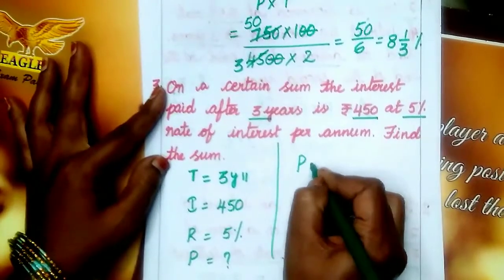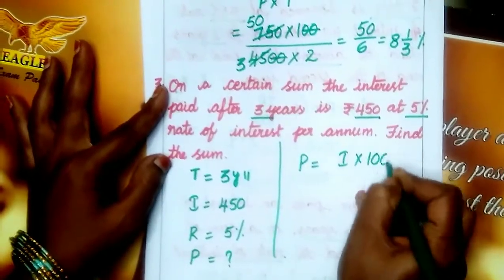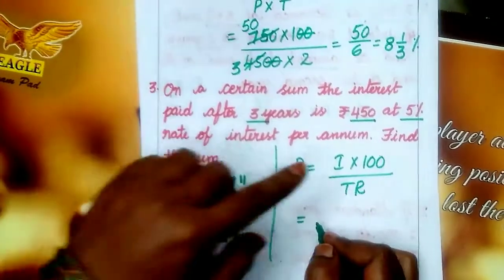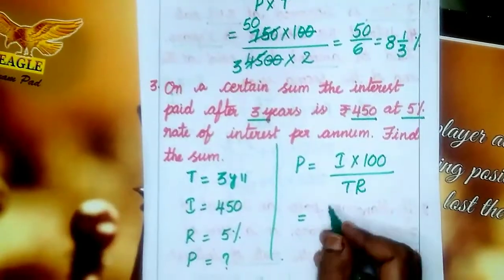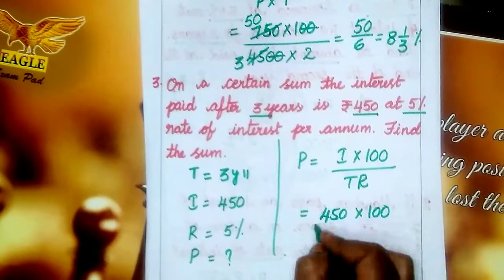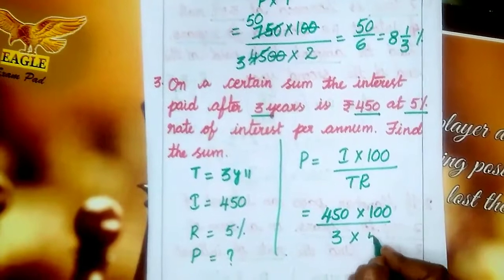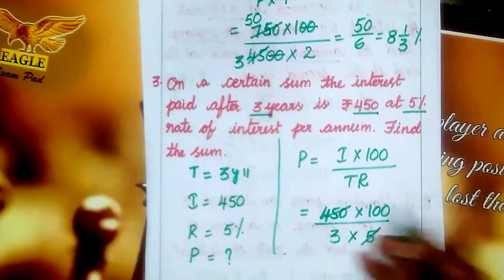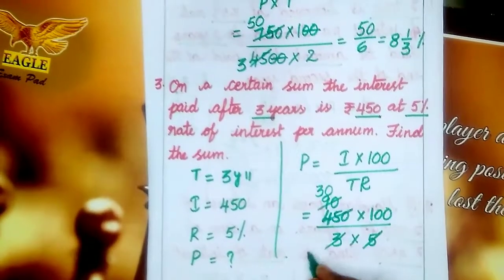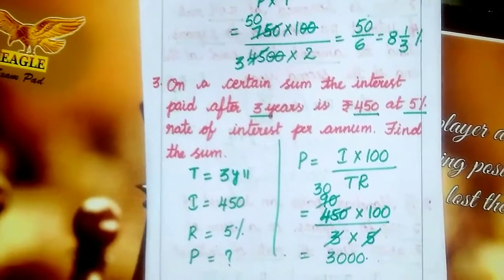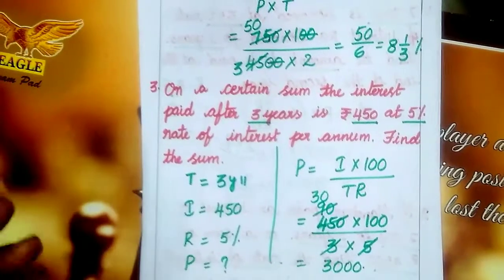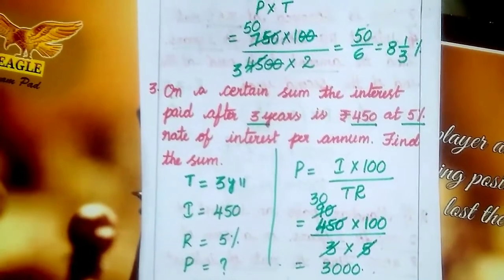So P is equal to I into 100 by TR, which is the formula. This is the transformation of the formula I is equal to PTR by 100. Now I, which is the interest, 450 into 100 by T, which is 3 years, and R is 5. Now 5 table 90, and 3 table 30. So 30 into 100, which is 3,000 rupees, is the principal. So in this way, we can calculate the sum or amount, whatever it may be, based on the given.